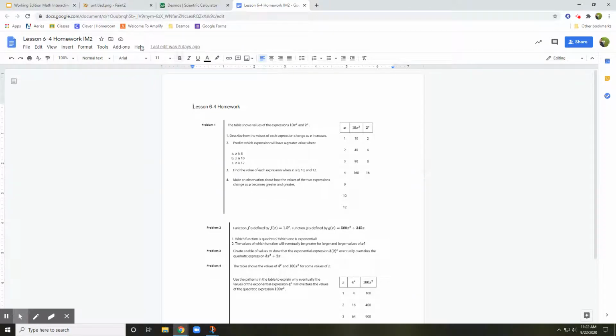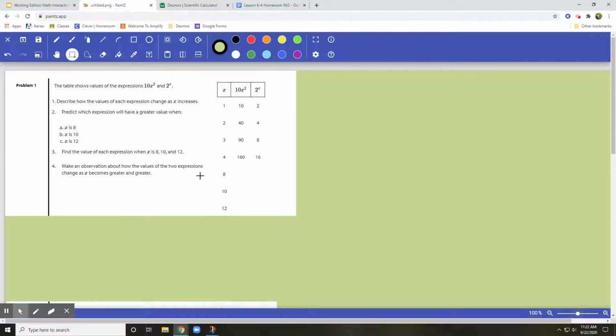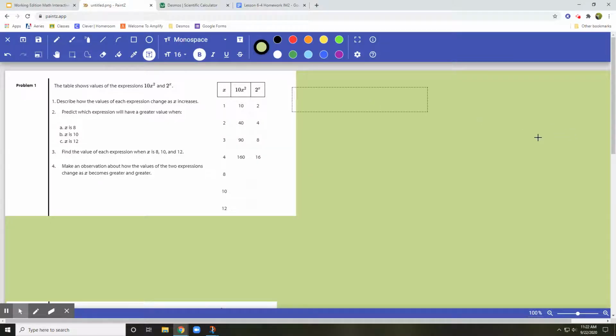So I screenshotted this, and I actually put it over here on my whiteboard so that it's a little easier to work with. So let's see what kind of observations. Pause the video here if you need to, and talk about it. Think about what kind of observations. So let's make an observation. What do we observe with the current values?